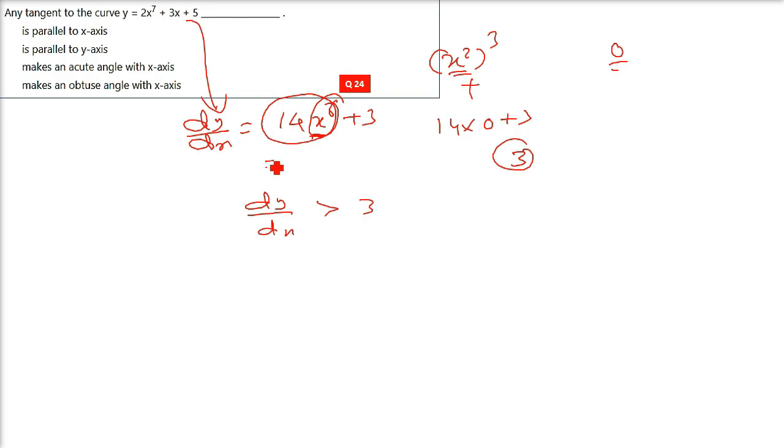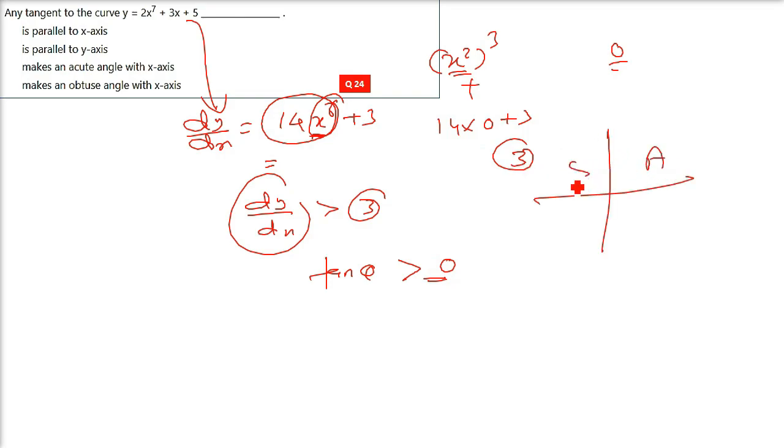So dy by dx will be greater than or equal to 3. Any value which is greater than 3 is always greater than 0, or negative 1, or negative 5. So let us write it as dy by dx is always greater than 0. When dy by dx is always greater than 0, we are talking about what value you will get at theta which gives you 0. It's tan 0. Tan 0 is 0. So it's greater than tan 0, greater than 0. The angle is always computed from the positive x-axis in the anti-clockwise direction.